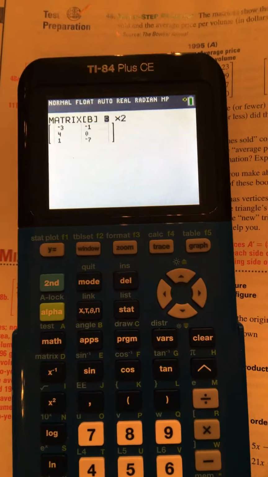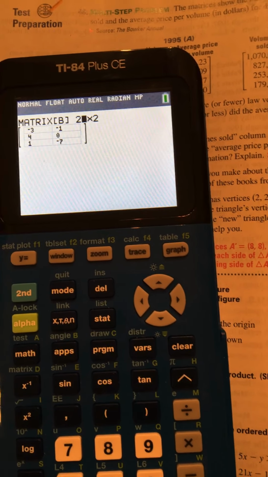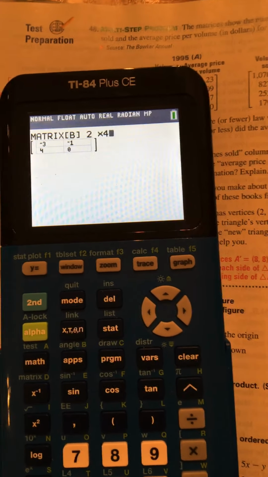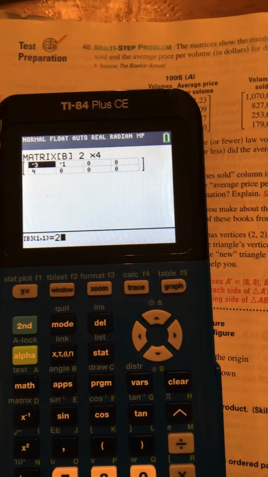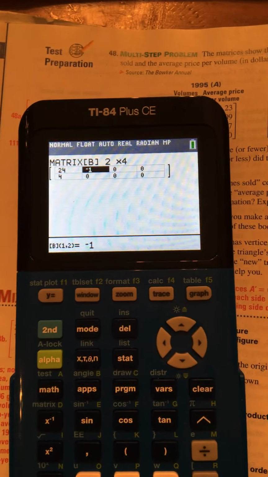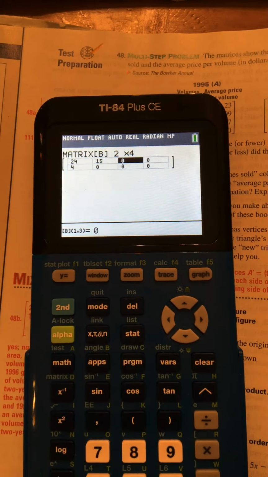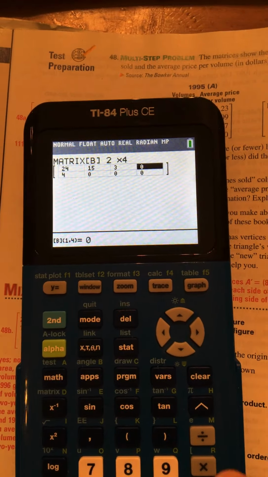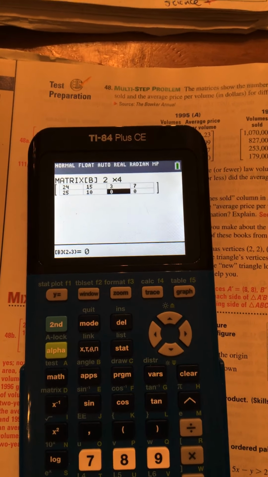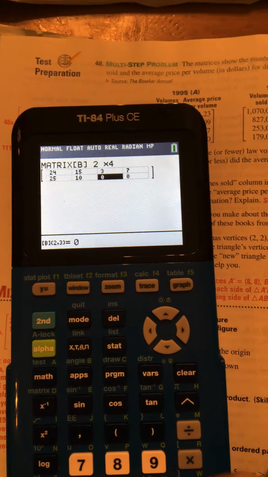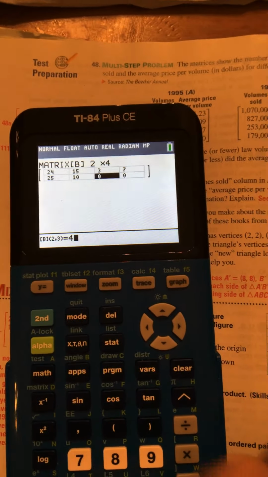And now I'm going to make this one the same. 2 by 4. And now I can put in my other one that they want me to do. 24, 15, 3, 7, 25. I know this is the boring part, but don't worry, it'll get more exciting. 10, 4. You're like, can she be any slower? 15. There, I got them in.